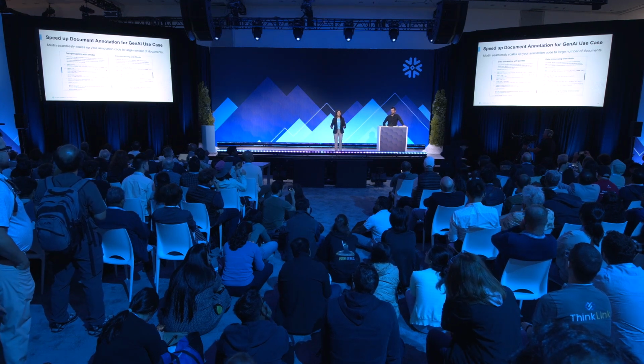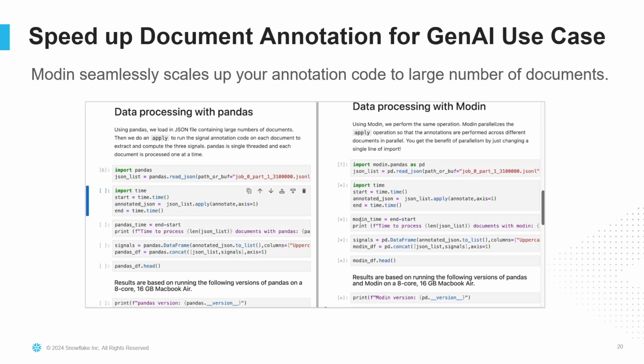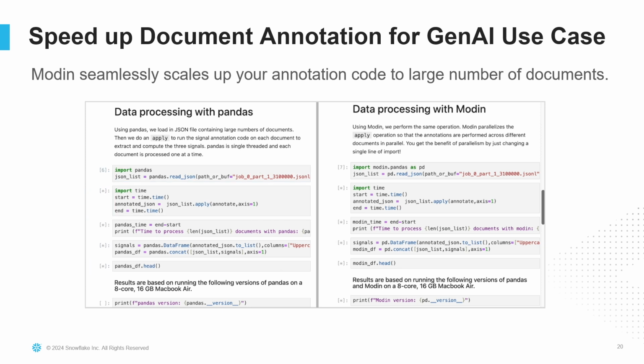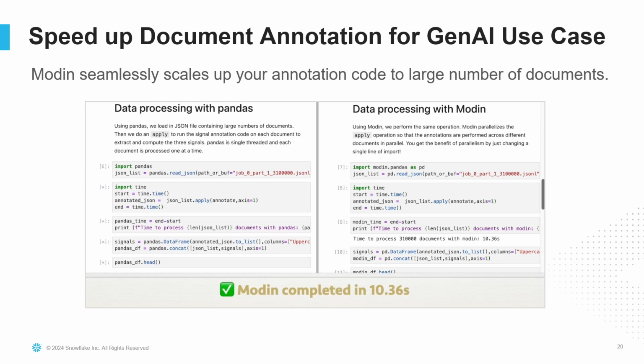So we saw from Yusuf's demo how high quality annotation and data is important for pre-training LLMs. And so in this quick example, I'm running a signal annotation task with df.apply on about 300,000 documents. I'm going to start this video. I have Modin running on the right and pandas running on the left as a reference. And you'll see how Modin completes much faster than pandas.